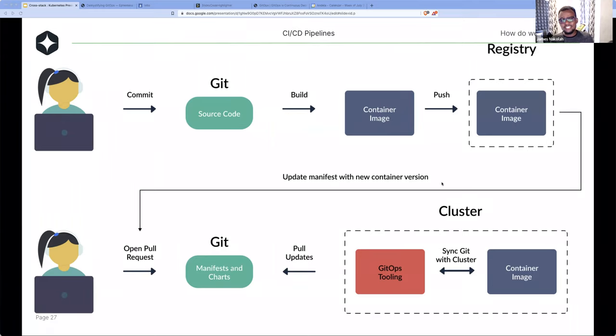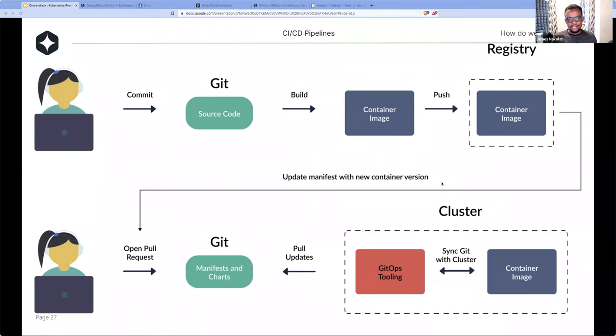So the first four stages, that is committing the code, the building and pushing, happen in the application repository. Those could be multiple, push an image to a container registry. And then because we are now managing everything on Git, we can automatically open a pull request on the manifests and configuration repository and update, let's say, the container image tag, okay?